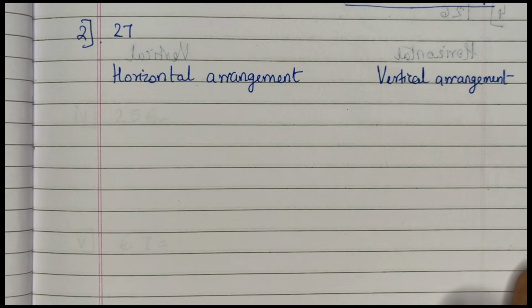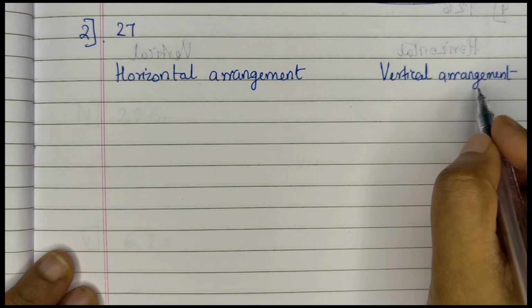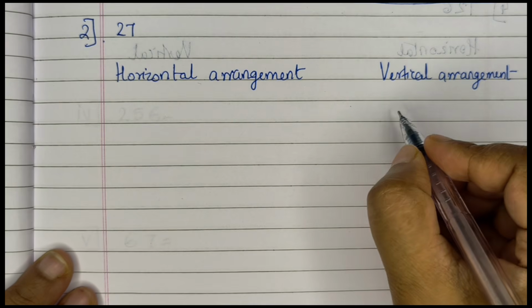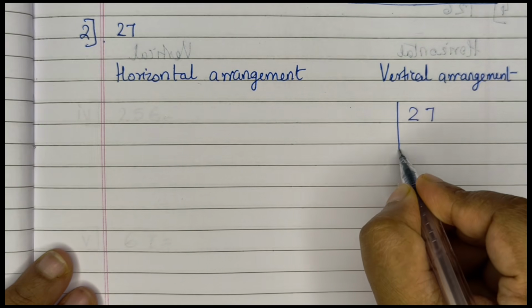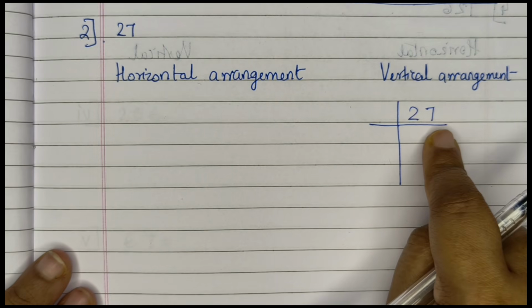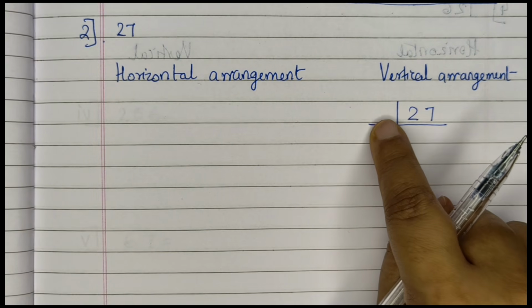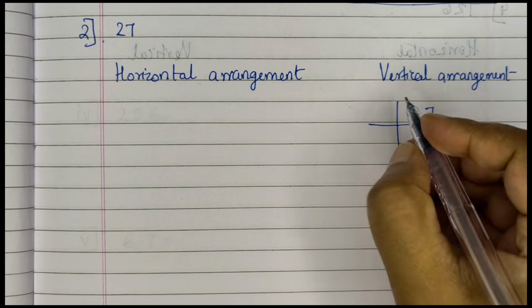Now see in the next sum we have 27. Okay, 27 also the same way. First we will do the vertical arrangement. Write 27 as it is. And then check the last number. What is the last number given here? The last number is 7. So you cannot take the 2 times table over here. We can take 3, because 27 is divisible by 3. So we will take 3.